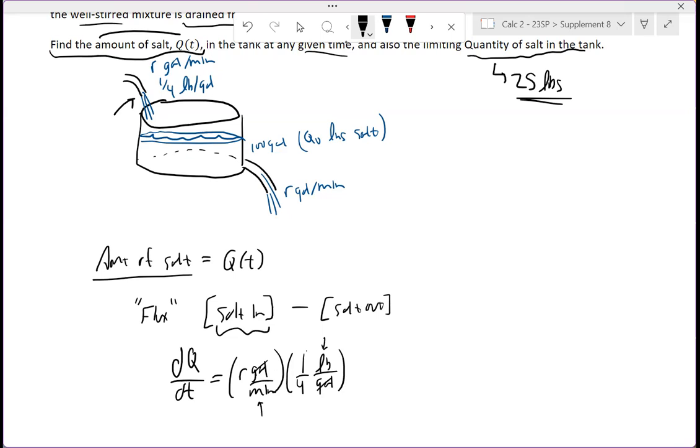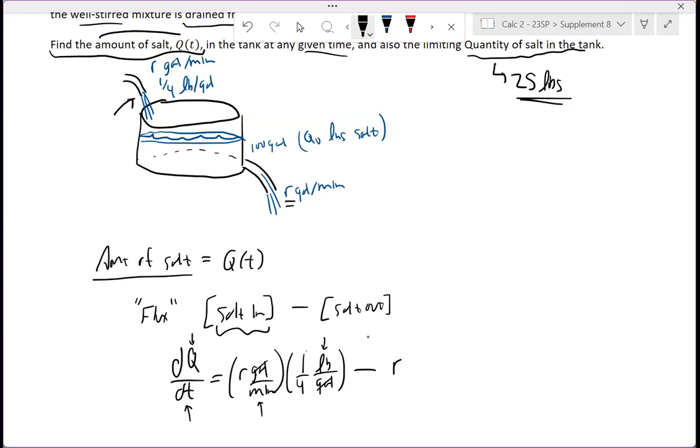Does that unit make sense? Well, yeah, dq dt, q is in pounds of salt, t is in time, in minutes. So yeah, dq dt should be pounds per minute. The rate of change of salt over time in pounds of salt per minute. So that's the salt coming in minus the salt going out.